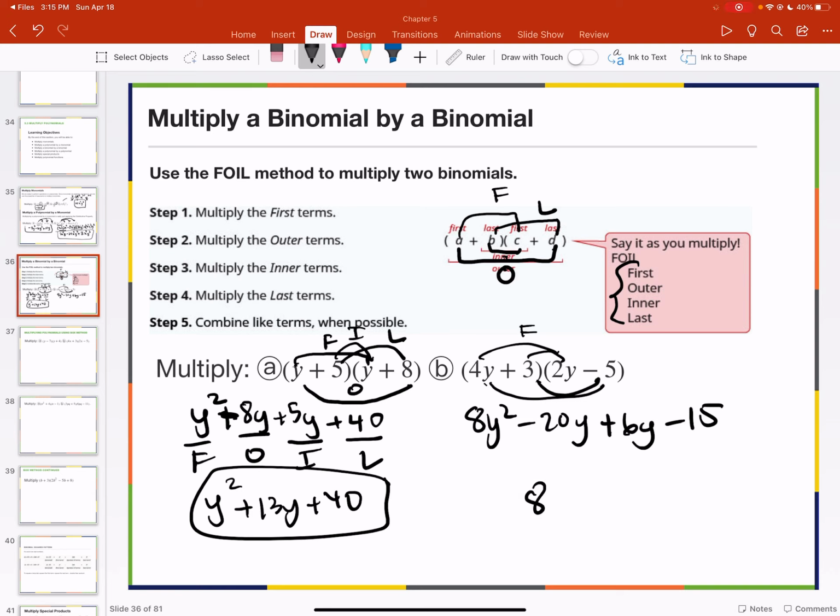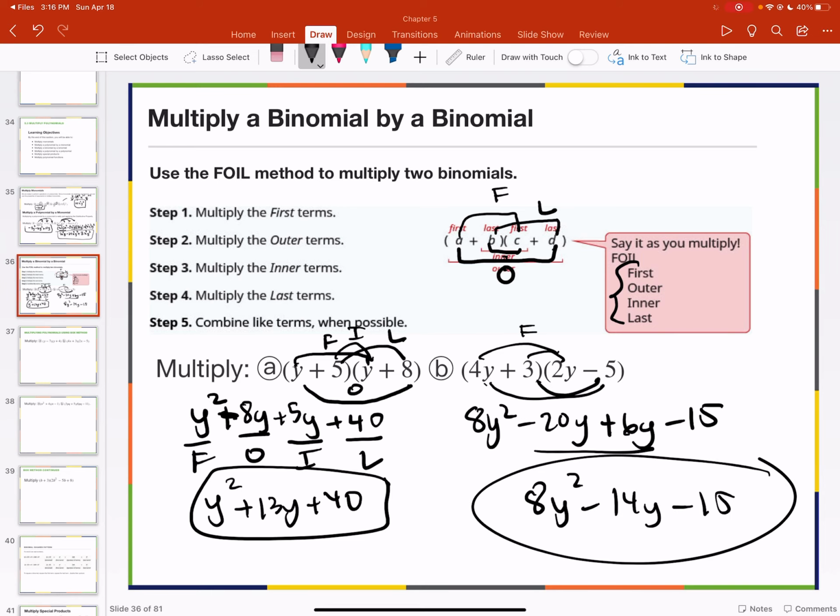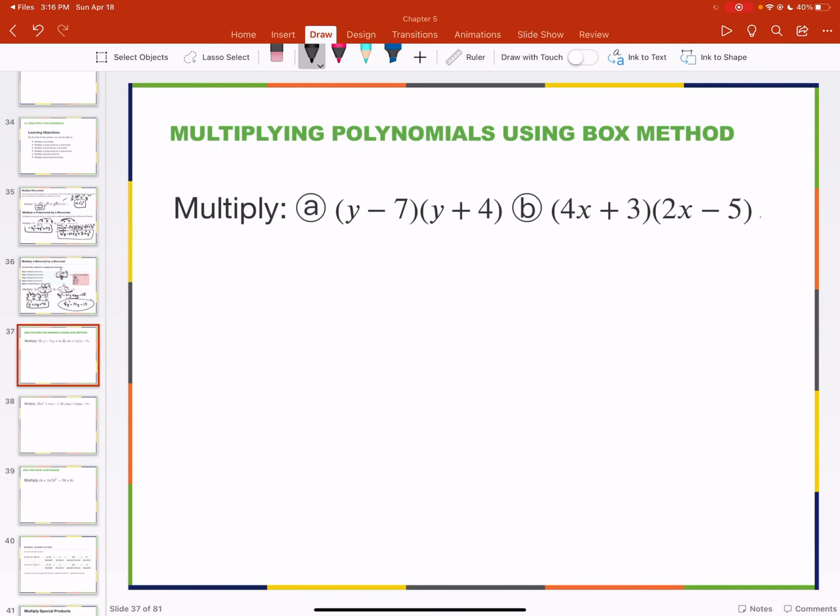So then that becomes like terms, 8y squared minus 14y minus 15, okay? Now, I'm even more excited. Just kidding, it's still exciting. I want to teach you guys a different method to multiply. Some people find this method a lot easier.